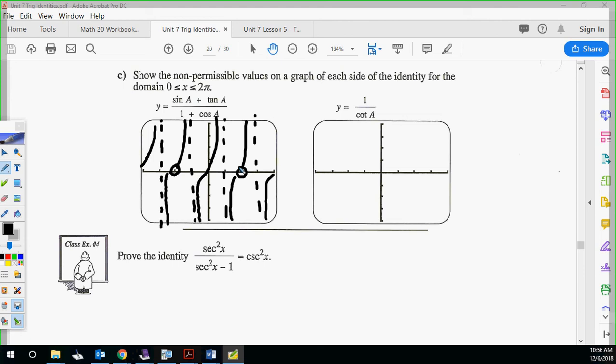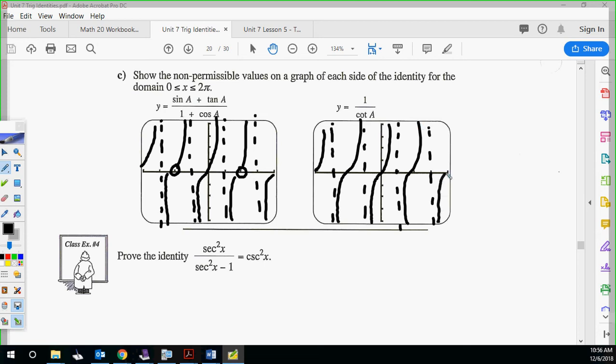Cotangent is going to be the same. I'll draw it again. This one is going to have holes at the same spots for cotangent. The original has non-permissibles for cos A being 0, which comes from tangent, and cos A being negative 1, which comes from right here on the bottom. Cotangent has an issue with sine or cos being 0, because you have cos over sine on the bottom there. So you get a 0 on the bottom, you get 1 over 0.